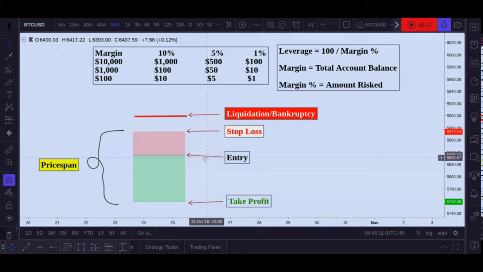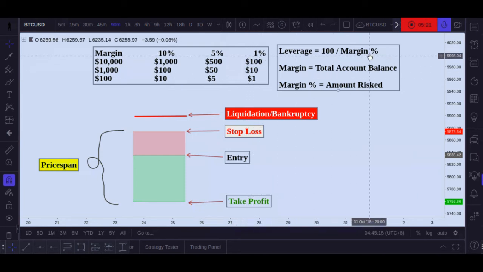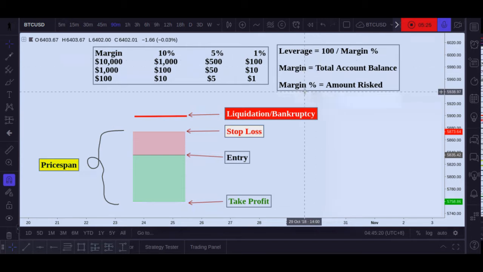And by risking less, which means you are having a smaller margin percentage, you have a greater leverage. It's all about the math, like I told you. Follow the equation: leverage equals 100 over margin percentage.